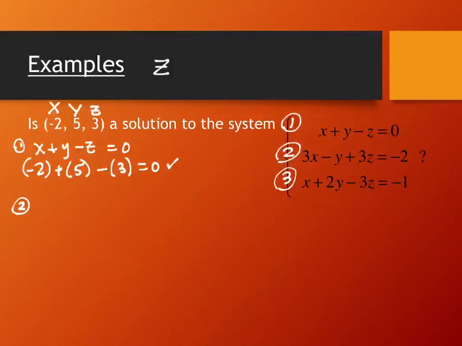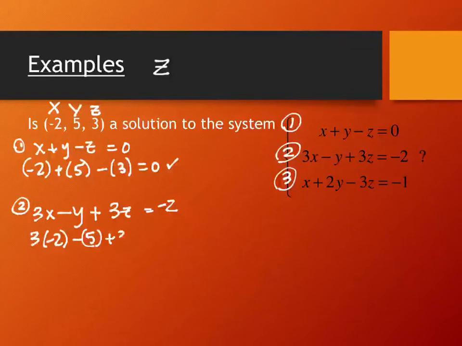So equation number 2 is 3x minus y plus 3z equals -2. So again, x is supposed to be -2, y is supposed to be 5, and z is supposed to be a 3. So we're going to just multiply these out. So I have 3 times -2 is -6. I have a -5 in the middle, and I have a +9. So check for me. -6 minus 5 plus 9, does that equal -2? Yes, which means we have to do the third one, right?